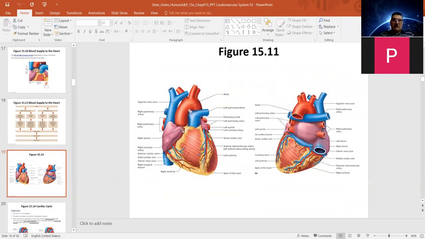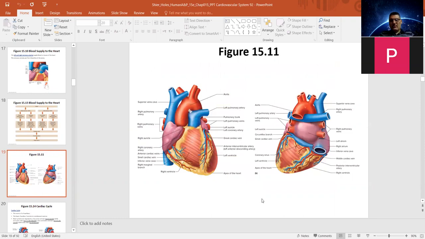So we look at this picture here. This red is the right coronary artery. This is the right marginal. This is the left coronary artery. This is the anterior interventricular artery. And this is the circumflex. Where is the posterior interventricular artery? You don't see it because this is an anterior view. It's right here.